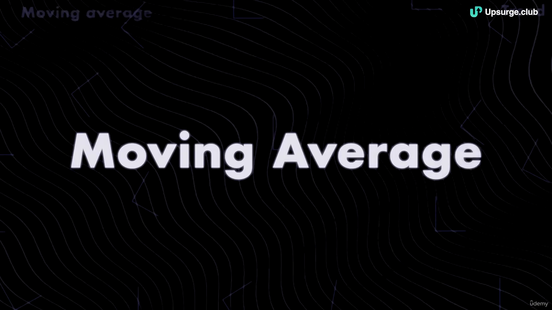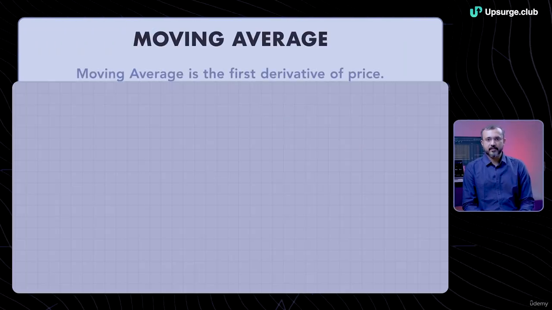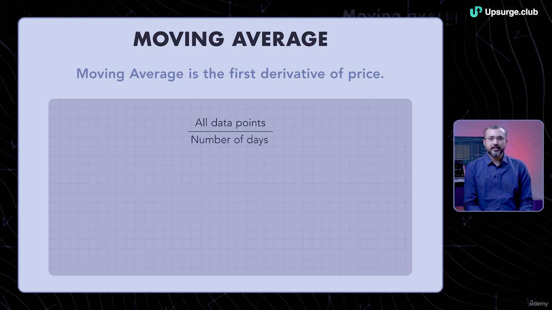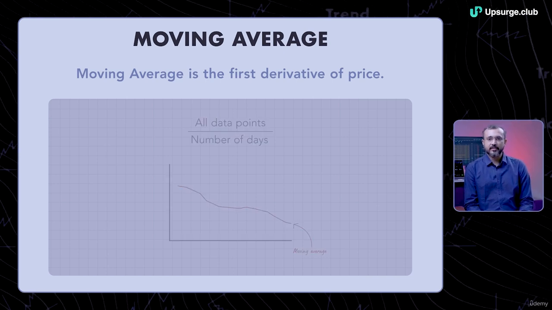But whether the trend is in the right direction, whether market structures are forming in the direction of the trend, can be understood through moving averages. Because moving average is the first derivative of price. We put all the data set together and divide it by the number of period, which gives us a smoothing line. That is moving average.